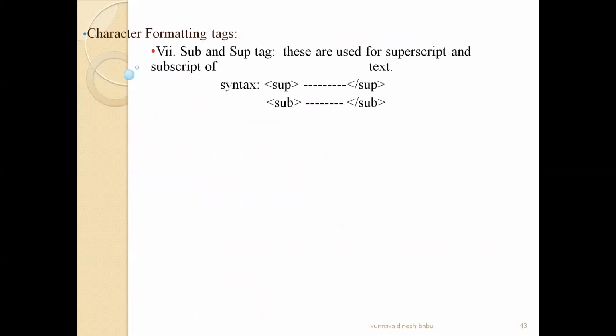And then among the character formatting tags, we have also seen superscript and subscript. If you want to display a superscript, we have already discussed it in the previous class. That is, if you want to display x square plus y square plus z square, the two should be represented at a somewhat top position over the x, the y, or the z.